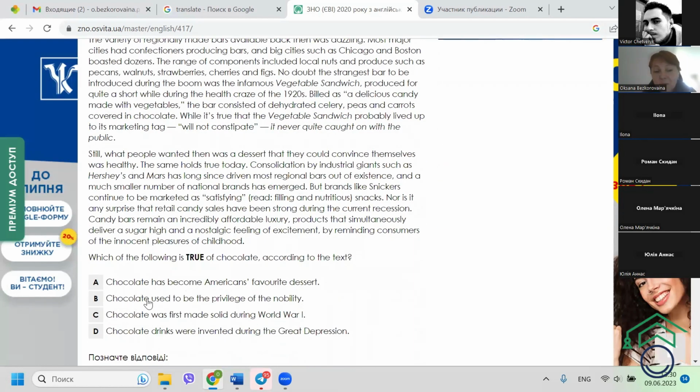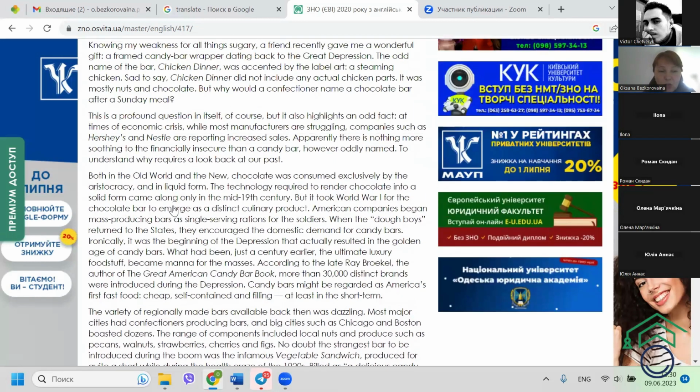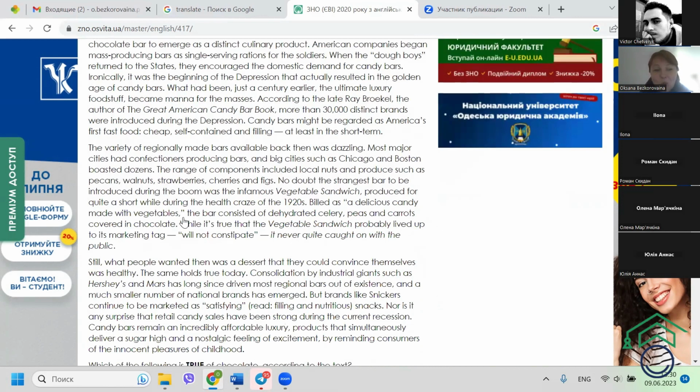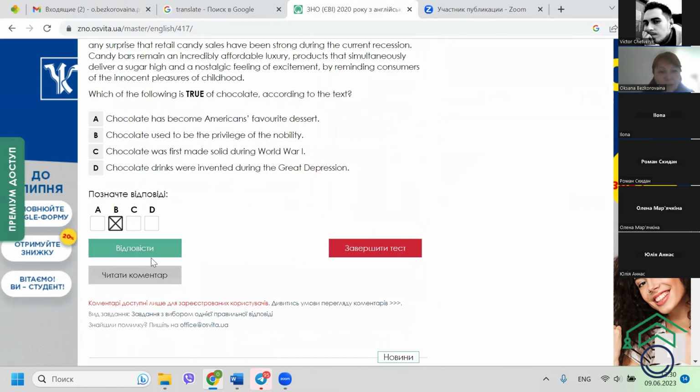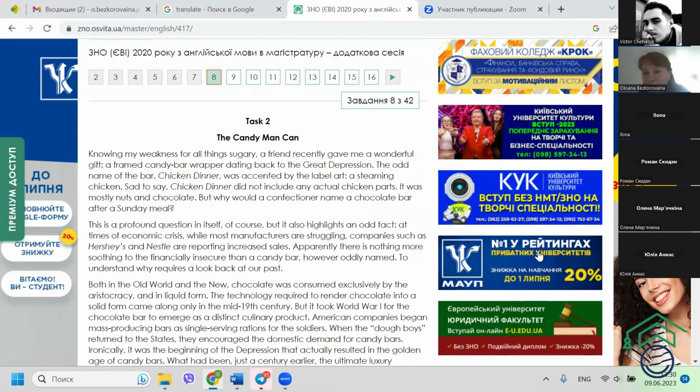Залишається B. Chocolate used to be the privilege of the nobility. І шукаємо тепер ключове речення до цього. Both in the old world and the new, chocolate was consumed exclusively by the aristocracy. Шоколад споживали виключно аристократи. Ну, він тоді був у liquid form, але це ж був шоколад. So, the right sentence is B. Go on. Thank you.